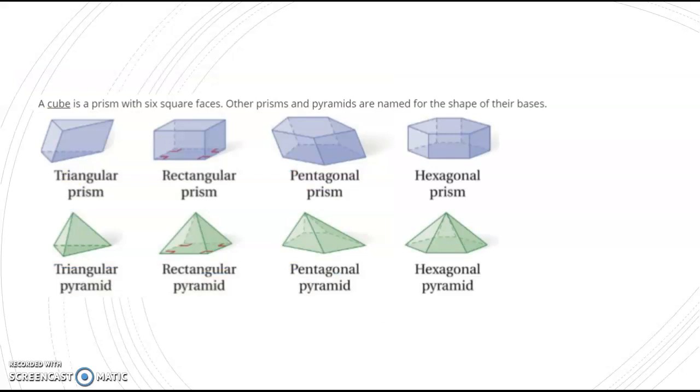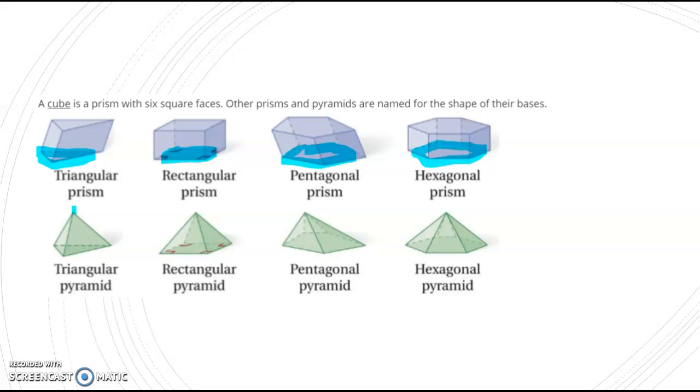So just some naming of shapes. We name our shapes based on the shape of their bases. So a triangular prism is a prism that has a triangular base. A rectangular prism, again, has a rectangle base. A pentagonal prism has a pentagon on the bottom, and a hexagonal prism has a hexagon on the bottom.